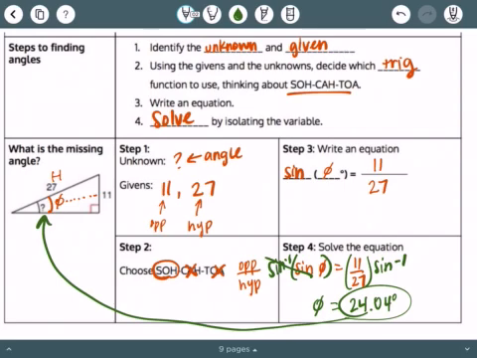Very simple. The exact same 4 steps. We're just doing something a little bit different here that we learned at the top of the video.